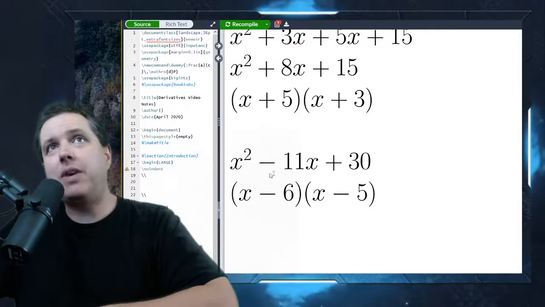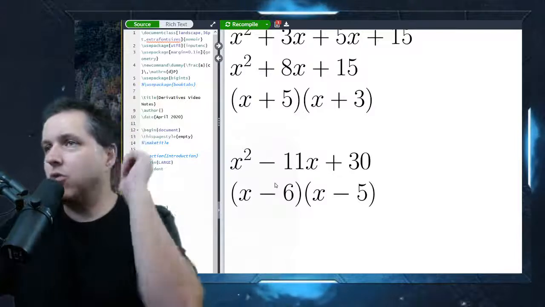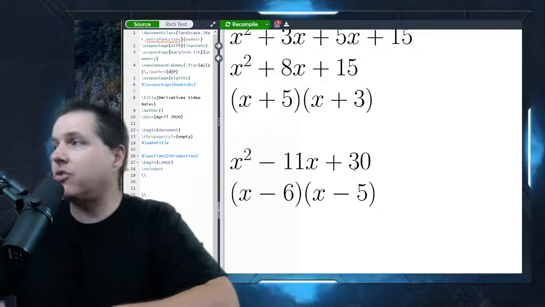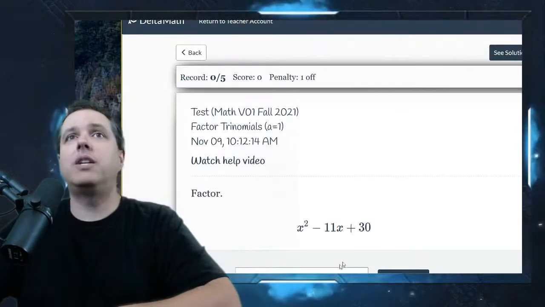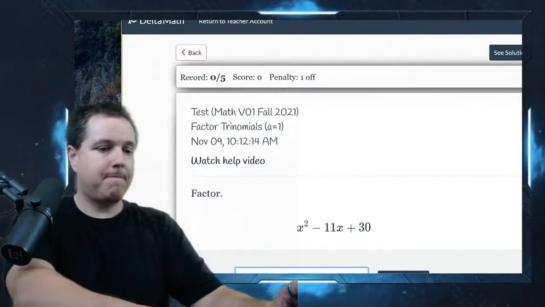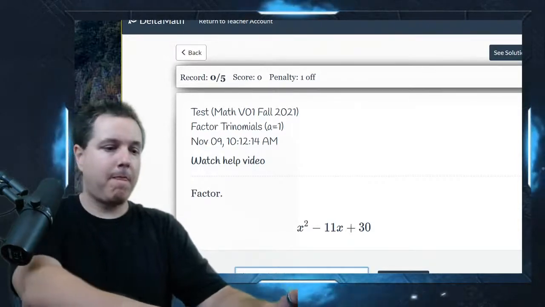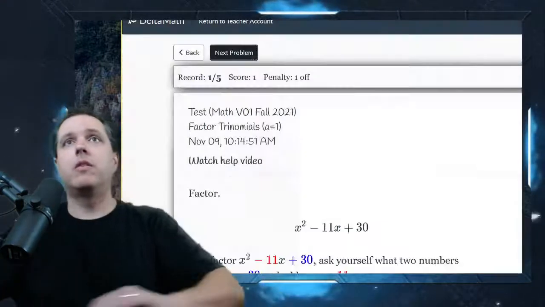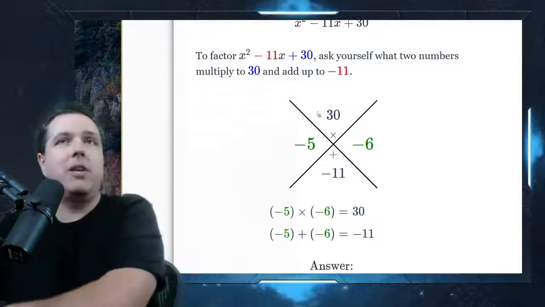And notice if I multiply this out, always check your work when you're multiplying these. Let's see. X squared minus 5x minus 6x gives us negative 11x, and then plus 30. There we go. So let's put it in here and see. Yep, there we go.